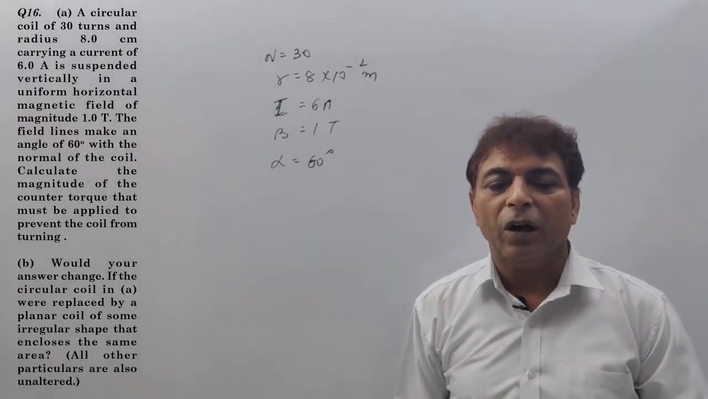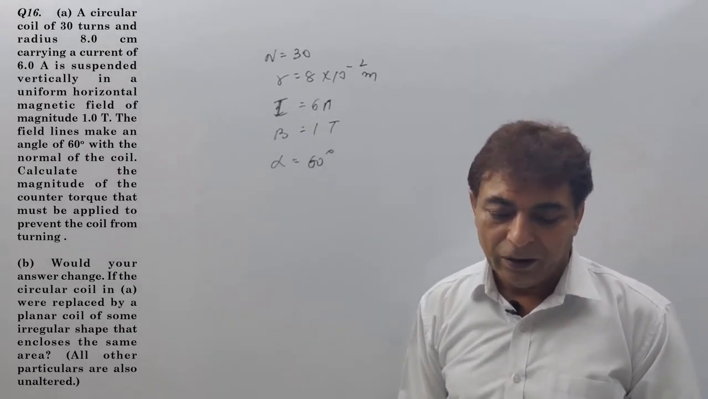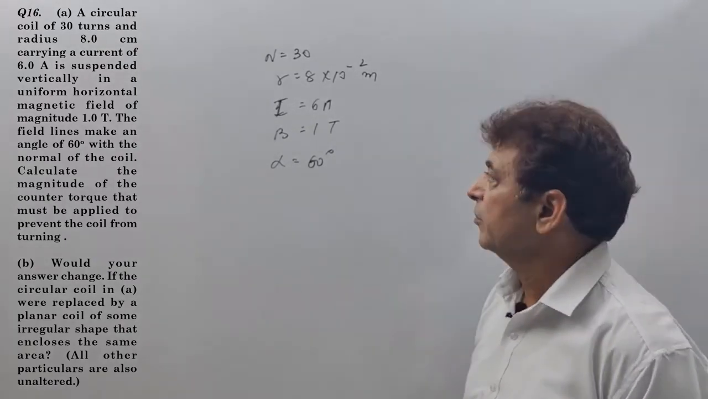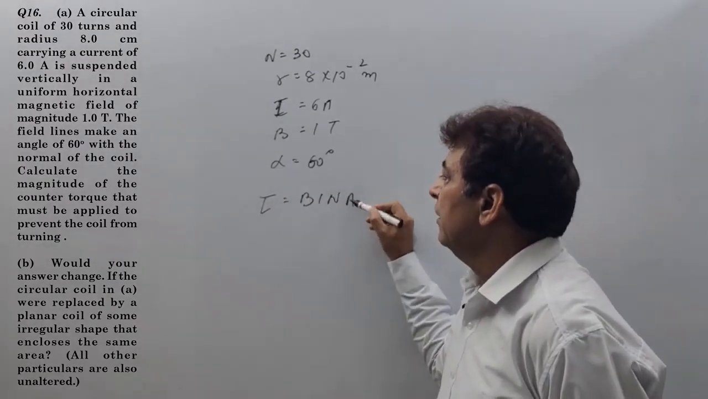Calculate the magnitude of the counter torque that must be applied to prevent the coil from turning. Same question, we have to calculate how much torque will act.